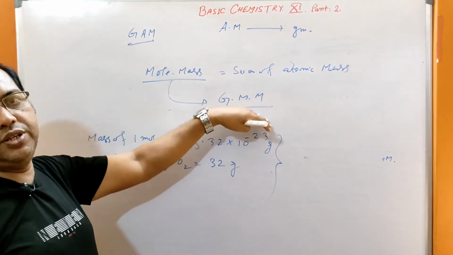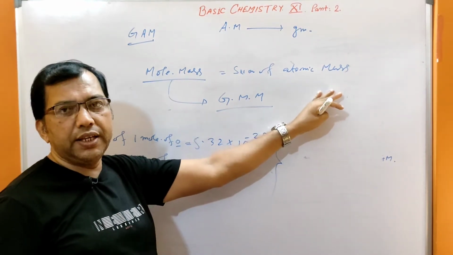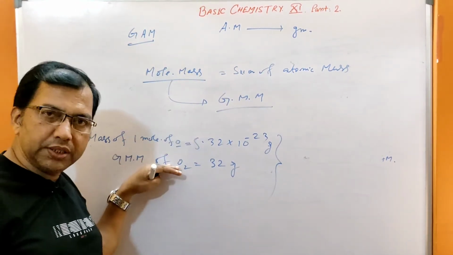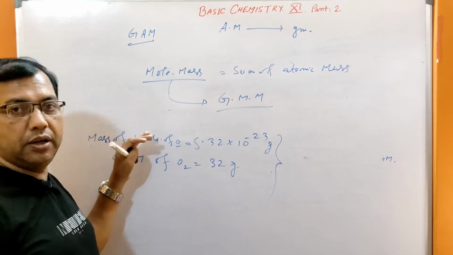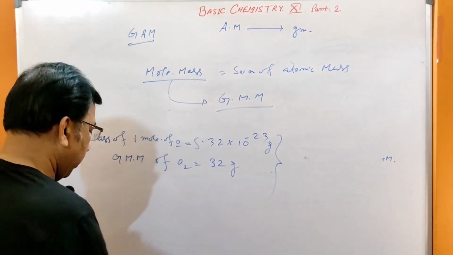How much will it be? 2.33, 2.66 × 10 to the minus 23 gram. Clear? And this is the molecular mass, gram molecular mass, atomic mass, average atomic mass, gram atomic mass. Next comes formula mass. What is formula mass?